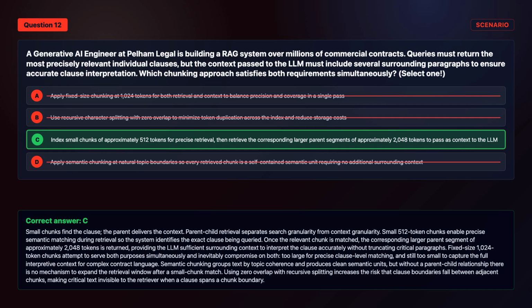Fixed-size 1024 token chunks attempt to serve both purposes simultaneously and inevitably compromise on both, too large for precise clause-level matching and still too small to capture the full interpretive context for complex contract language. Semantic chunking groups text by topic coherence and produces clean semantic units, but without a parent-child relationship, there is no mechanism to expand the retrieval window after a small chunk match. Using zero overlap with recursive splitting increases the risk that clause boundaries fall between adjacent chunks, making critical text invisible to the retriever when a clause spans a chunk boundary.